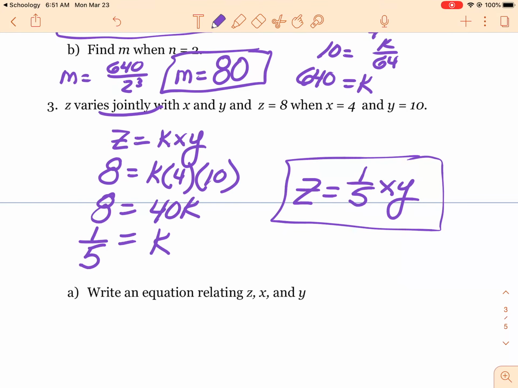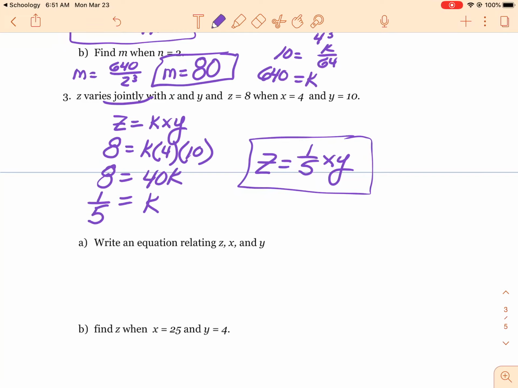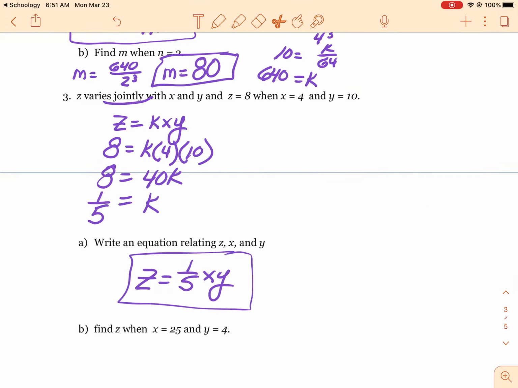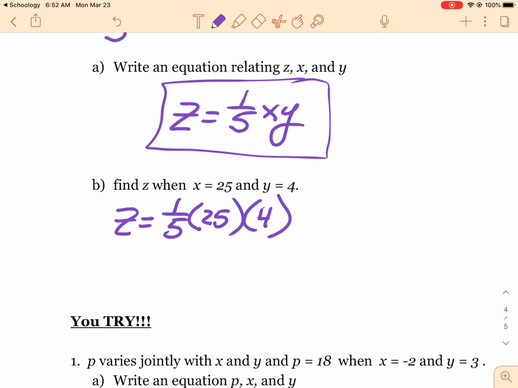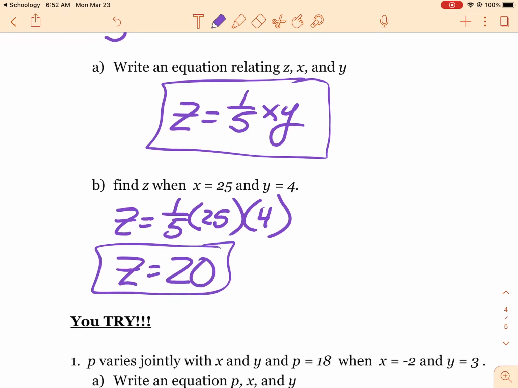Always use that equation for part B. So our equation is right there. And then find z when x is 25 and y is 4. So z equals 1/5 times 25 times 4. So 1/5 times 25 is 5. 5 times 4, you're getting z equals 20.